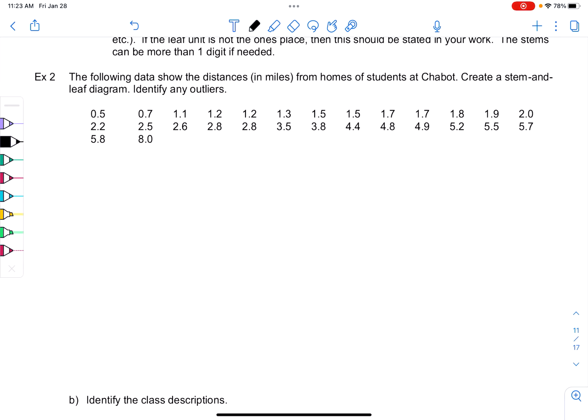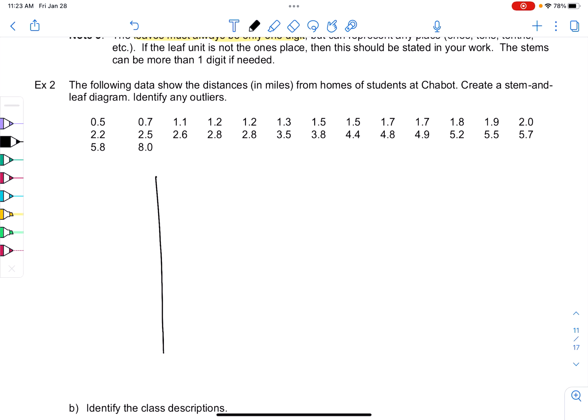So in this case, the 0 will be my stem, and the 5 will be my leaf. Again, the leaf is always only 1 digit. So if we had 0.55, this whole thing, the whole left side would be my stem, and only the 5 would be my leaf. And that's okay. But the leaf is always only 1.